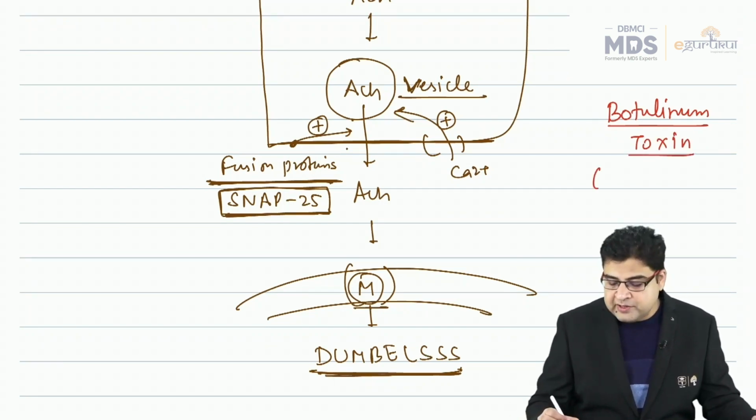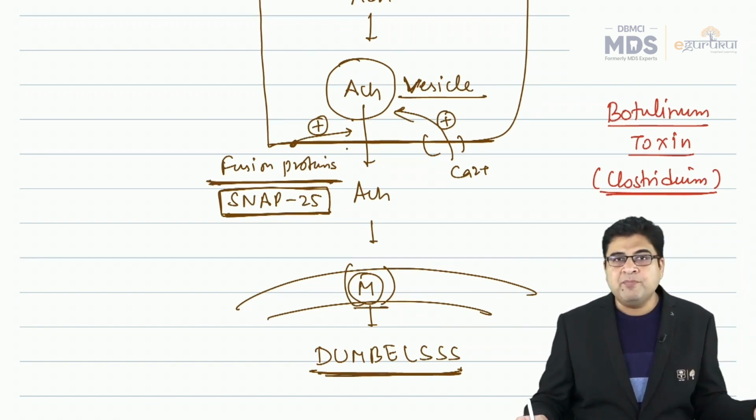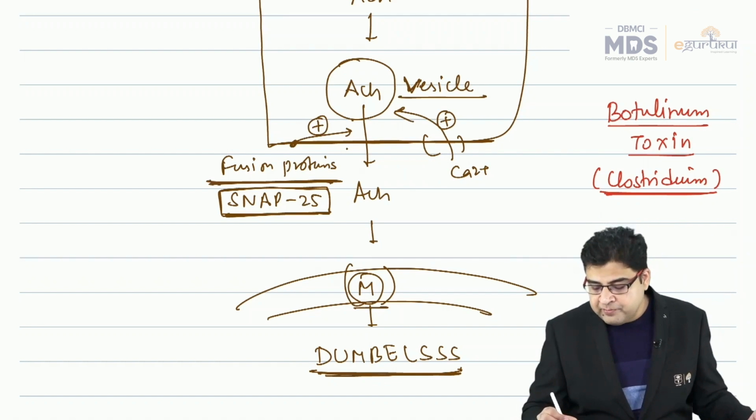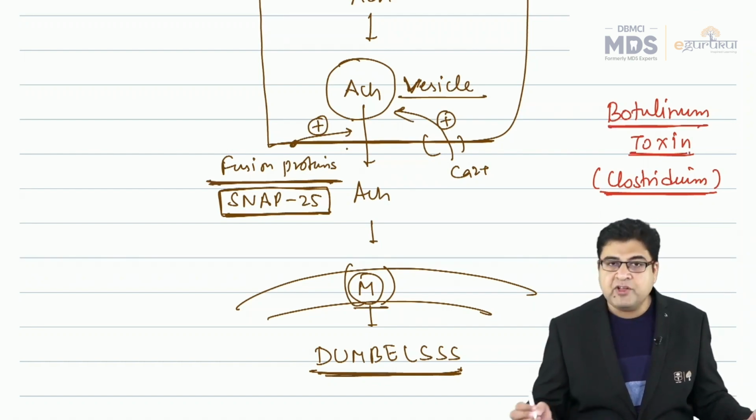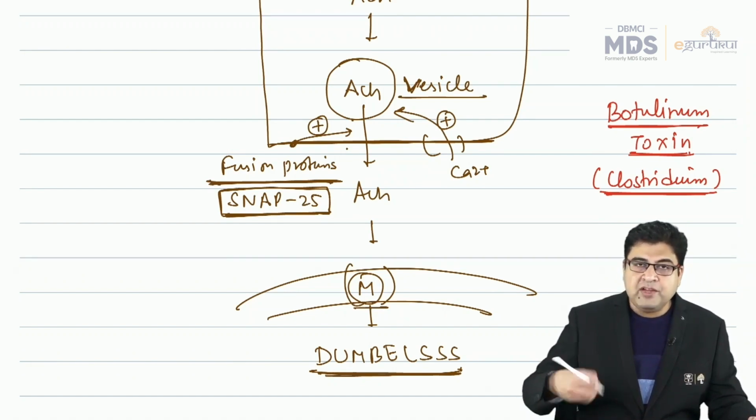Actually, this is a toxin that we have derived from a bacteria. The name of the bacteria is Clostridium botulinum. Just remember Clostridium bacteria. Now from this Clostridium bacteria, we have derived this toxin, we call it botulinum toxin, and we can use this toxin as a drug.